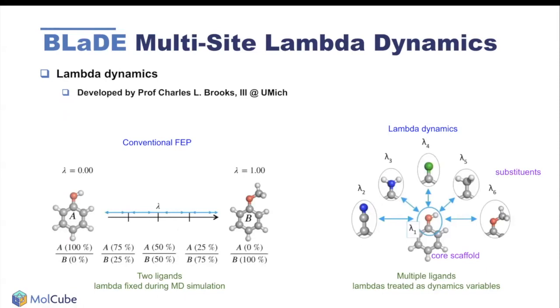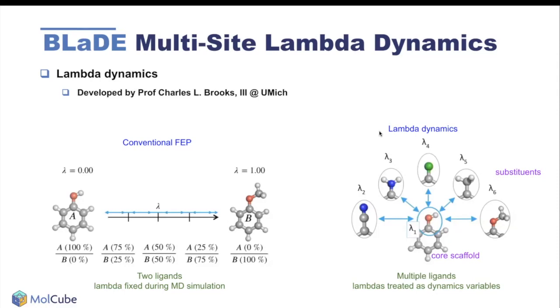In conventional FEP, we define a virtual transformation path connecting two ligands as the endpoints. Along this path, denoted by the scaling factor lambda, we gradually turn off the interaction of ligand A, but turn on the interaction of ligand B. For each point on this path, the lambda value is fixed during the MD simulation.